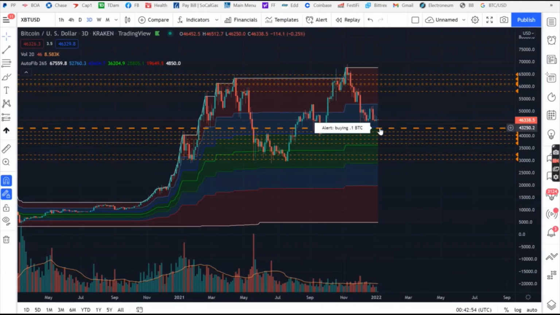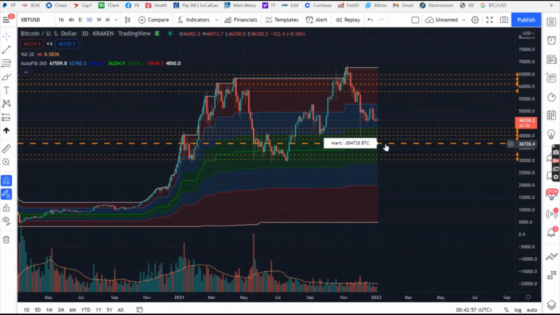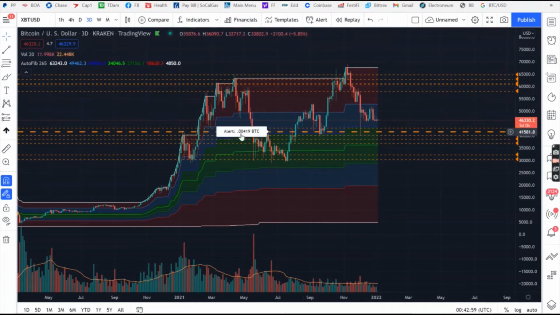And this is the auto fib. We are above the 0 line, which is good. I feel like as long as we stay above this 0, overall, we are still in a bear market. I'm sorry, a bull market. Overall, we are still in a bull market as long as we stay above this 0 green line.